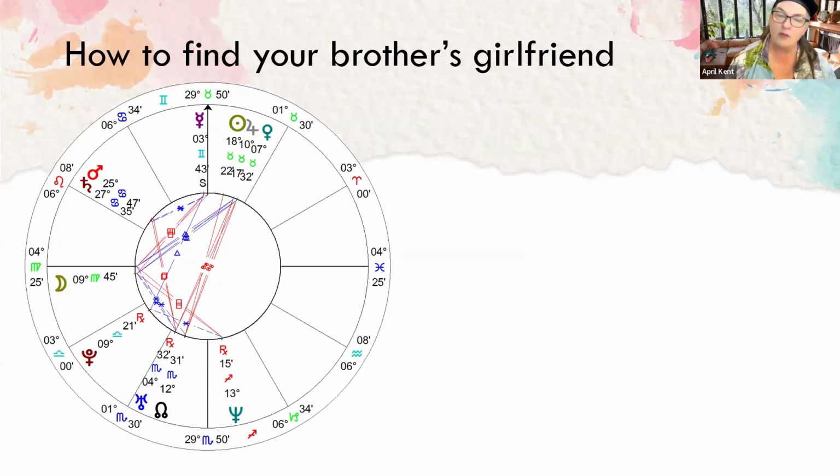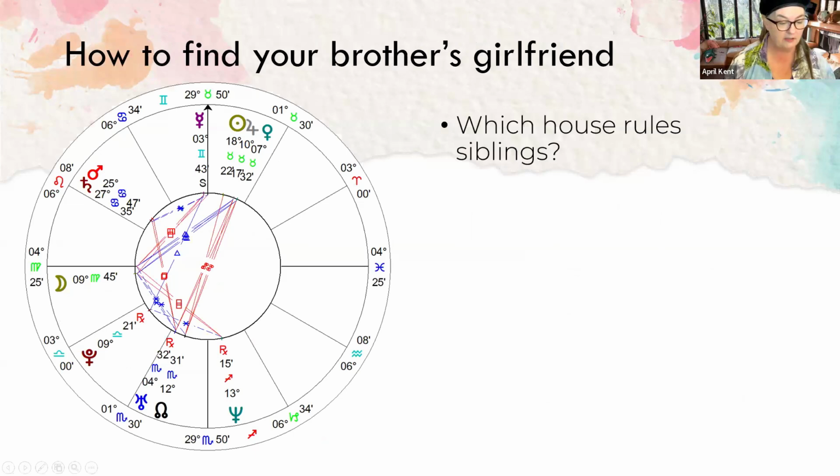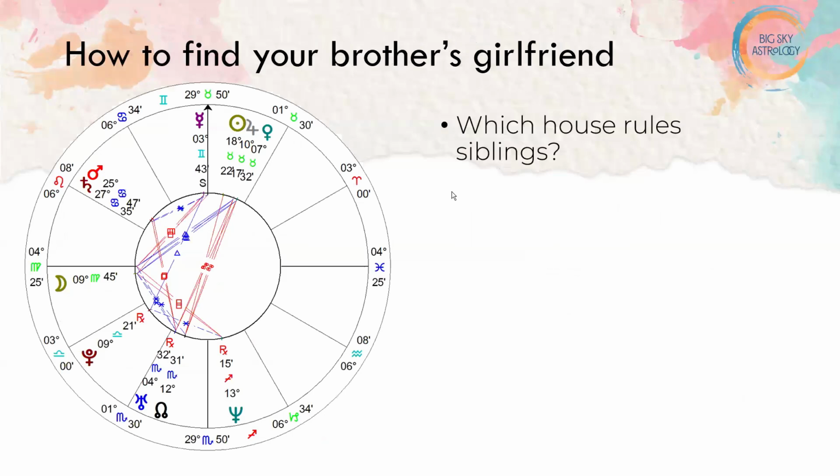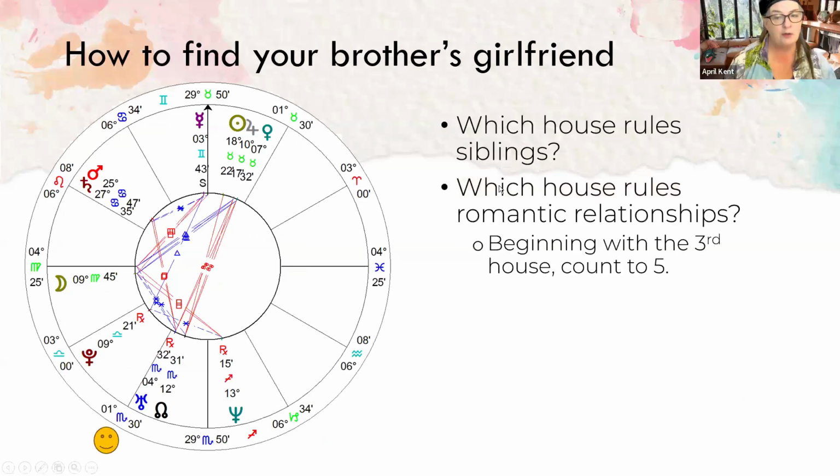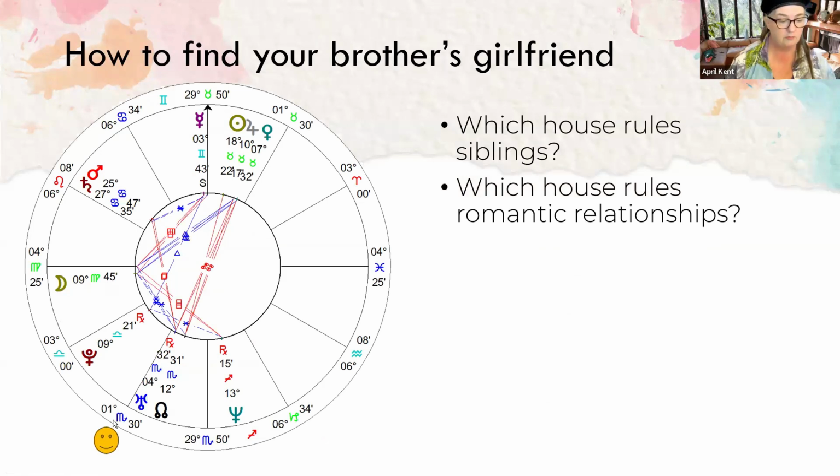How to find your brother's girlfriend. Which house rules siblings? Anybody? Third house. Okay, so that's the primary matter. And which house rules romantic relationships?